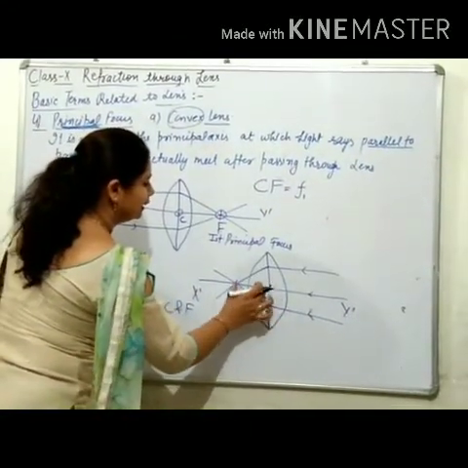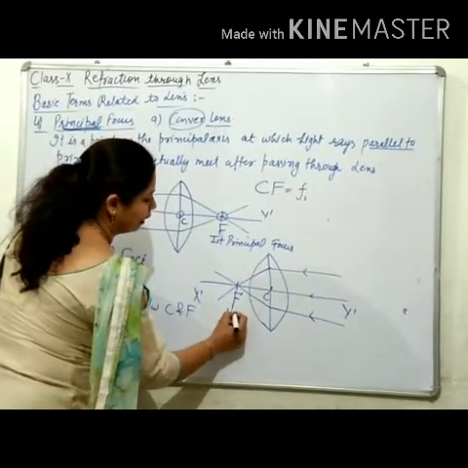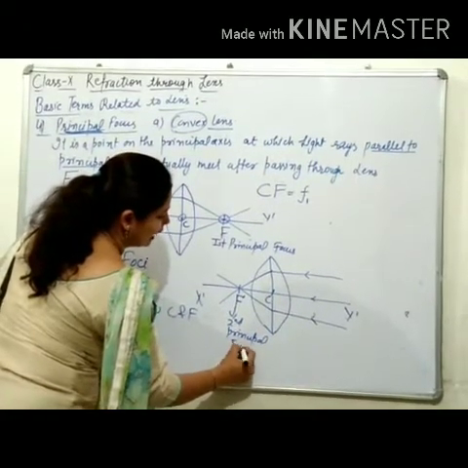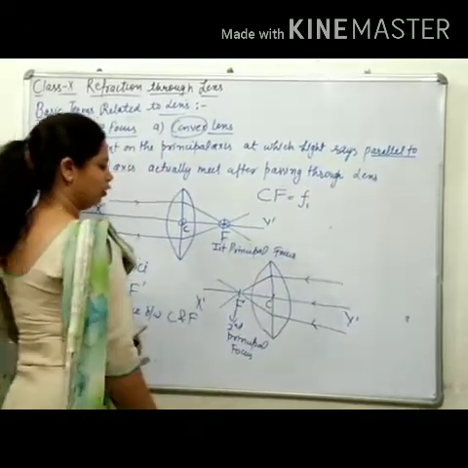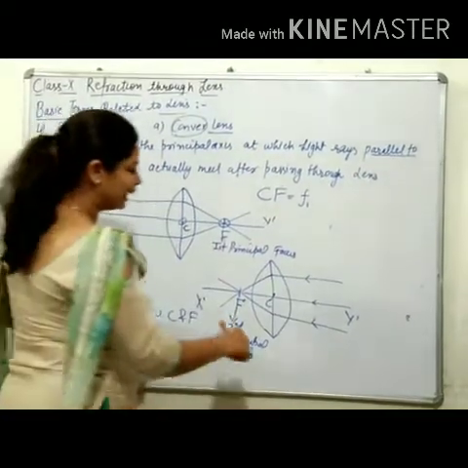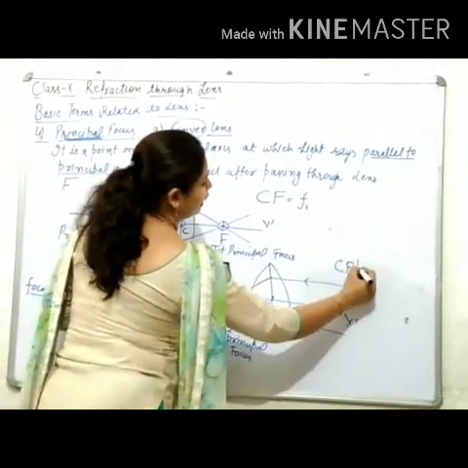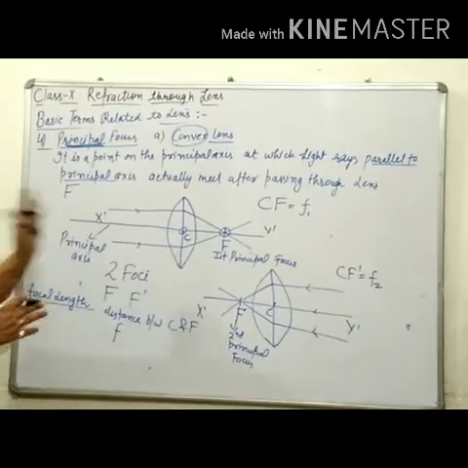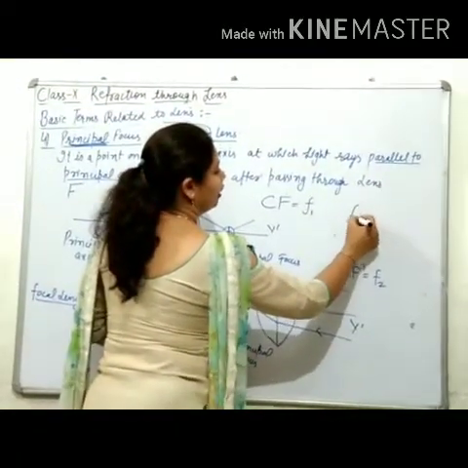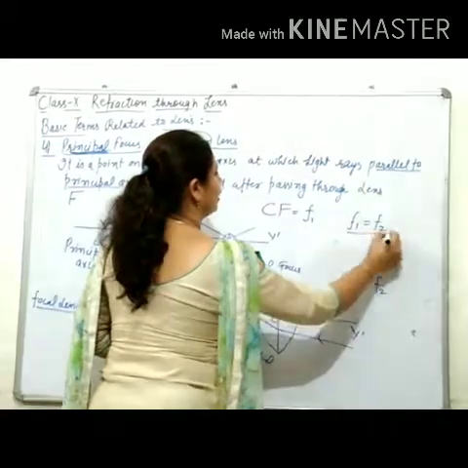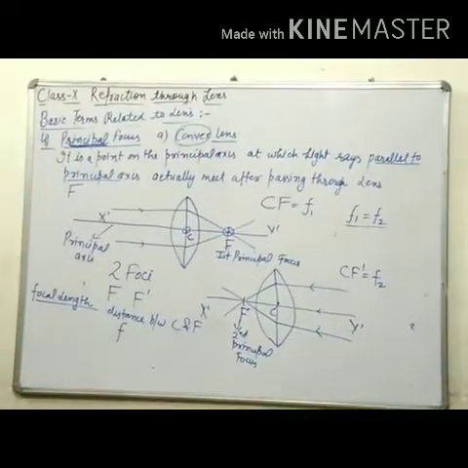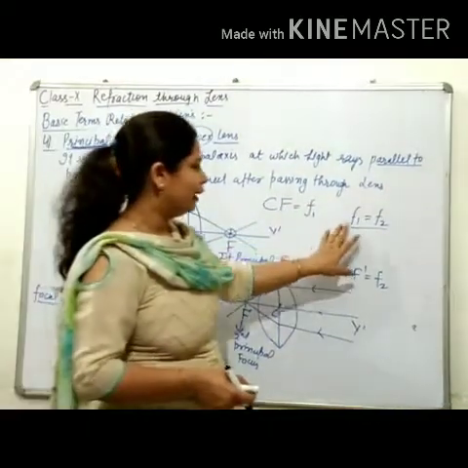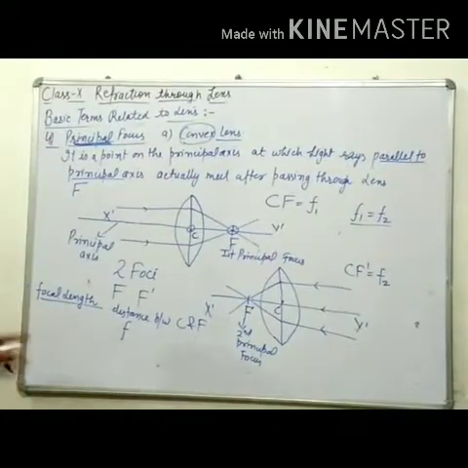Here, the second principal focus is F dash, and its separation is known as the second focal length. So CF dash is f2. In the case of lenses we are going to learn about, we are treating f1 equal to f2. It means both focal lengths are equal. So a convex lens has two foci, and f1 and f2 are both equal.